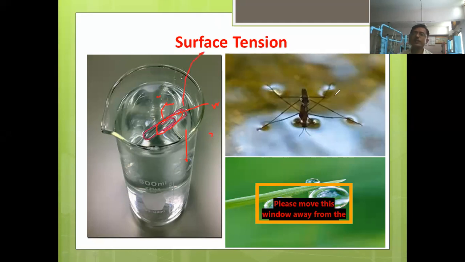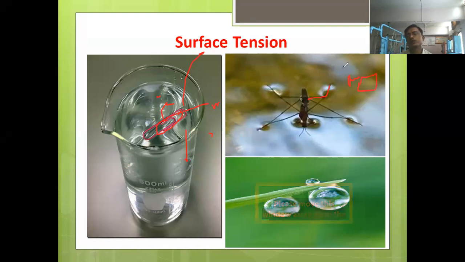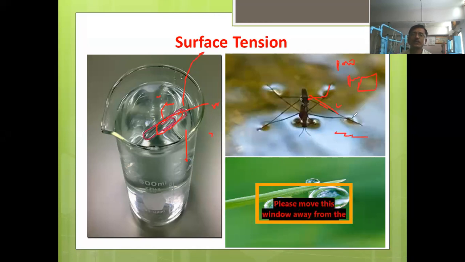You might have seen during the rainy season, whenever there is a storage of water, a pond or any lake, such insects walking on the surface of the water, surfing on the water, right? It is not sinking down. So again, the reason behind this is that surface tension is responsible for this.